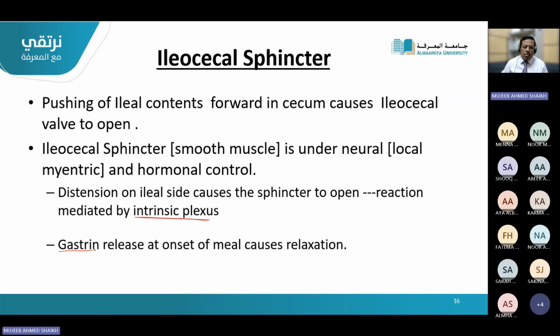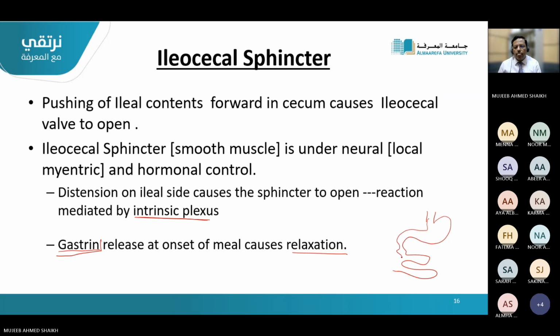Gastrin is a hormone released by the stomach, and it can cause relaxation of the sphincter. Gastrin is released from where? From stomach. Here is the small intestine, and it is opening into the large intestine here. So this area is acted upon by the hormone which is coming from here. So gastrin is released from here, and it will act on the ileocecal sphincter to cause relaxation.